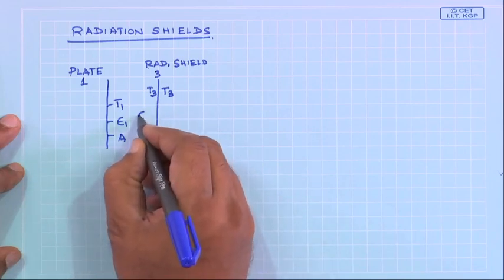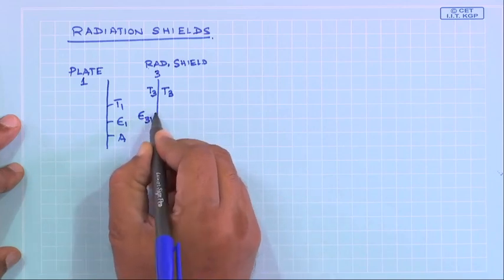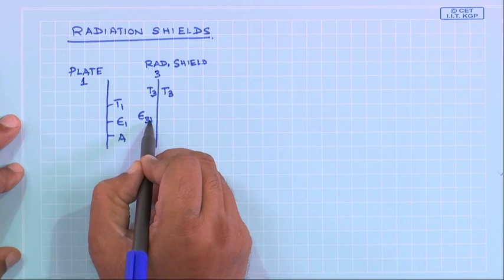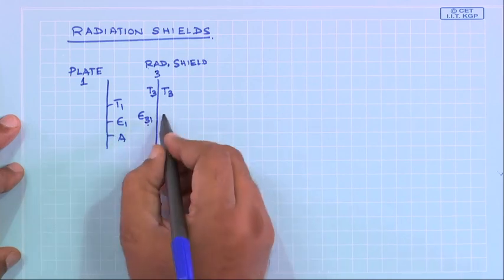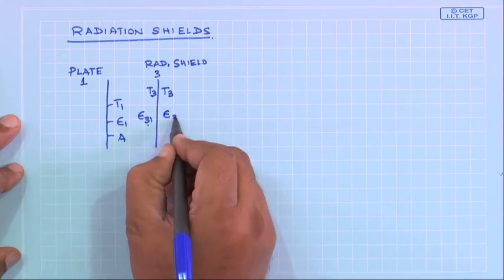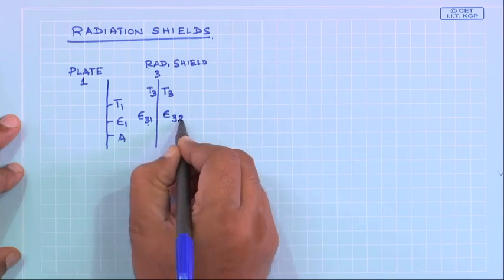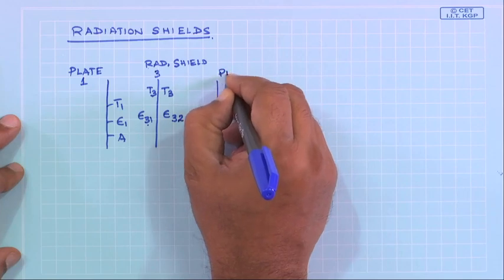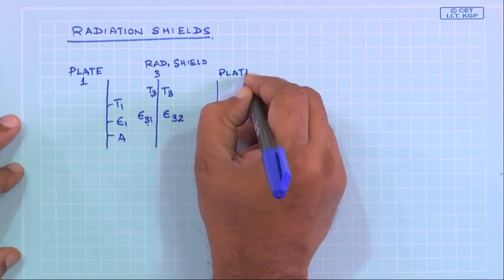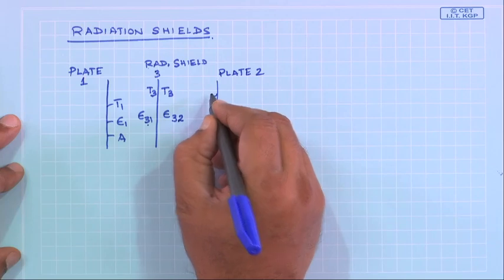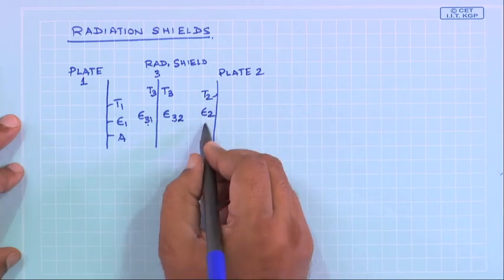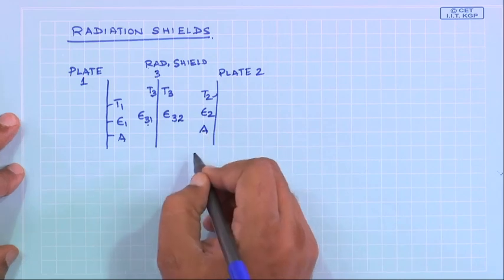Let us, for generalization's sake, assume that the emissivity of the material 3, the radiation shield, which is facing 1 is epsilon 3 1, and the emissivity of 3 which is facing 2 is epsilon 3 2, and this is, let us say, the plate 2, where the temperature over here is T2, the emissivity is epsilon 2 and the area is A.